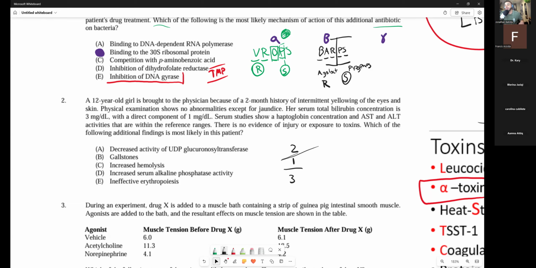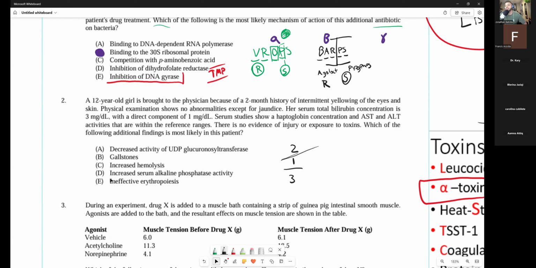B, because no exposure to toxin or injury. Dr. Carey says A. Crigler-Najjar is more severe. Okay, Gilbert is stress-related. Does the patient have something that's stressing them? In this one, no, it doesn't mention it. 12-year-old girl, 2-month history. Yeah, they don't mention anything like that. But nevertheless, we have to look at this.